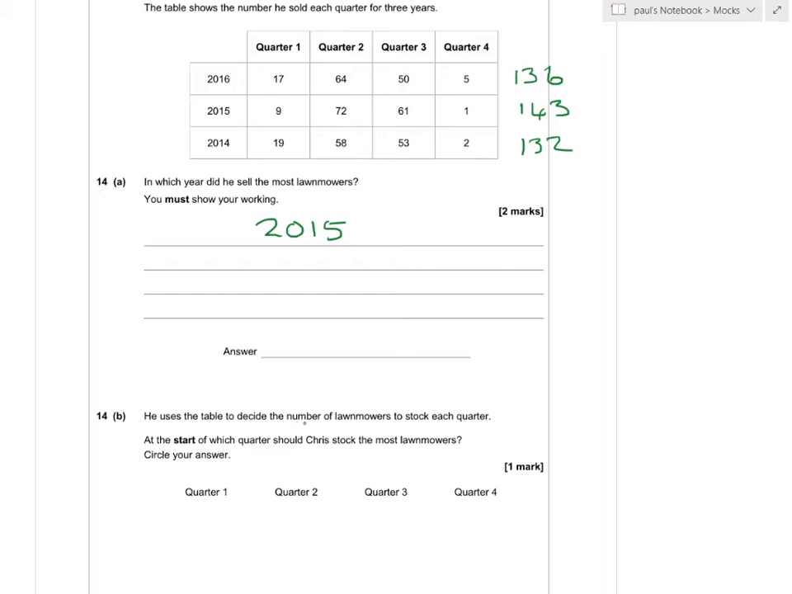I've got more lawnmower questions, yeah? He uses the table to decide the number of lawnmowers to stock each quarter. Okay. At the start of which quarter should Chris stock the most lawnmowers? Right. So which is the most? It's not that. It's not that. It's not that. It's between one of these two. That's bigger than that. That's bigger than that. That's bigger than that. So quarter 2.